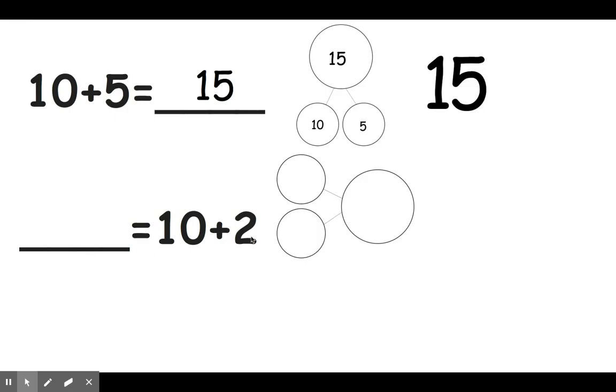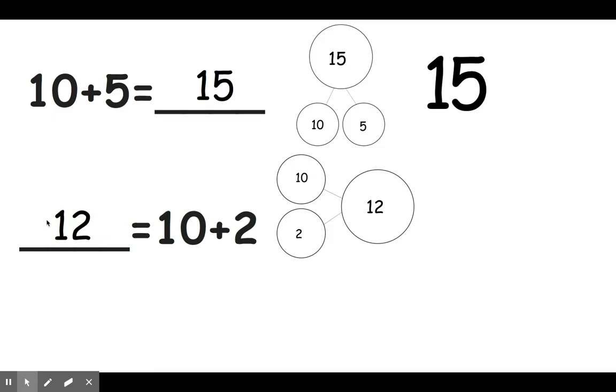So let's look at this equation we have. We have one part being 10. Here's 10. We know we have 10. Well, the other part is 2. So we have 10 plus 2. Our two parts are 10 and 2. Now we're going to try and solve this. So if we have 1 ten and 2 ones, what is our total? What is the whole? If you said 12, you're correct.